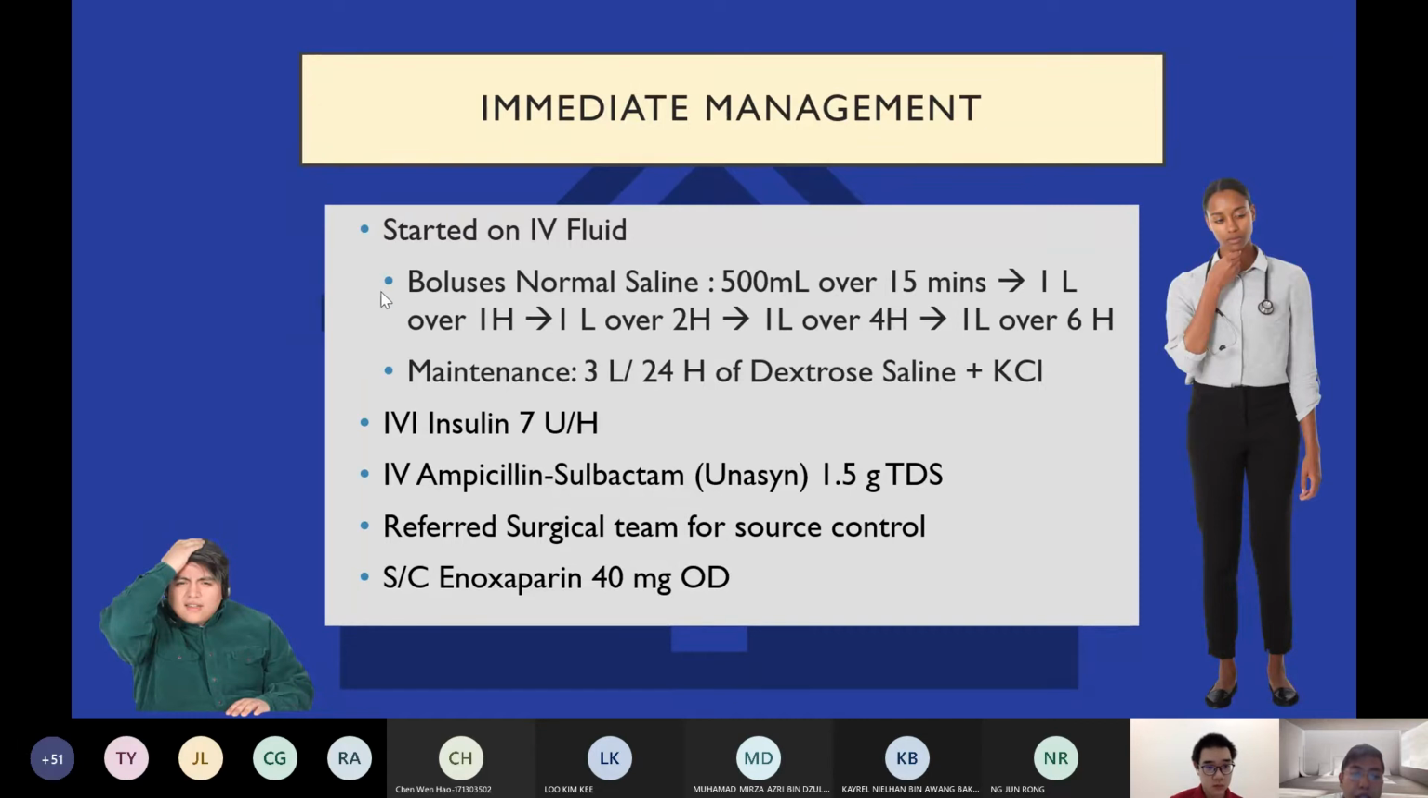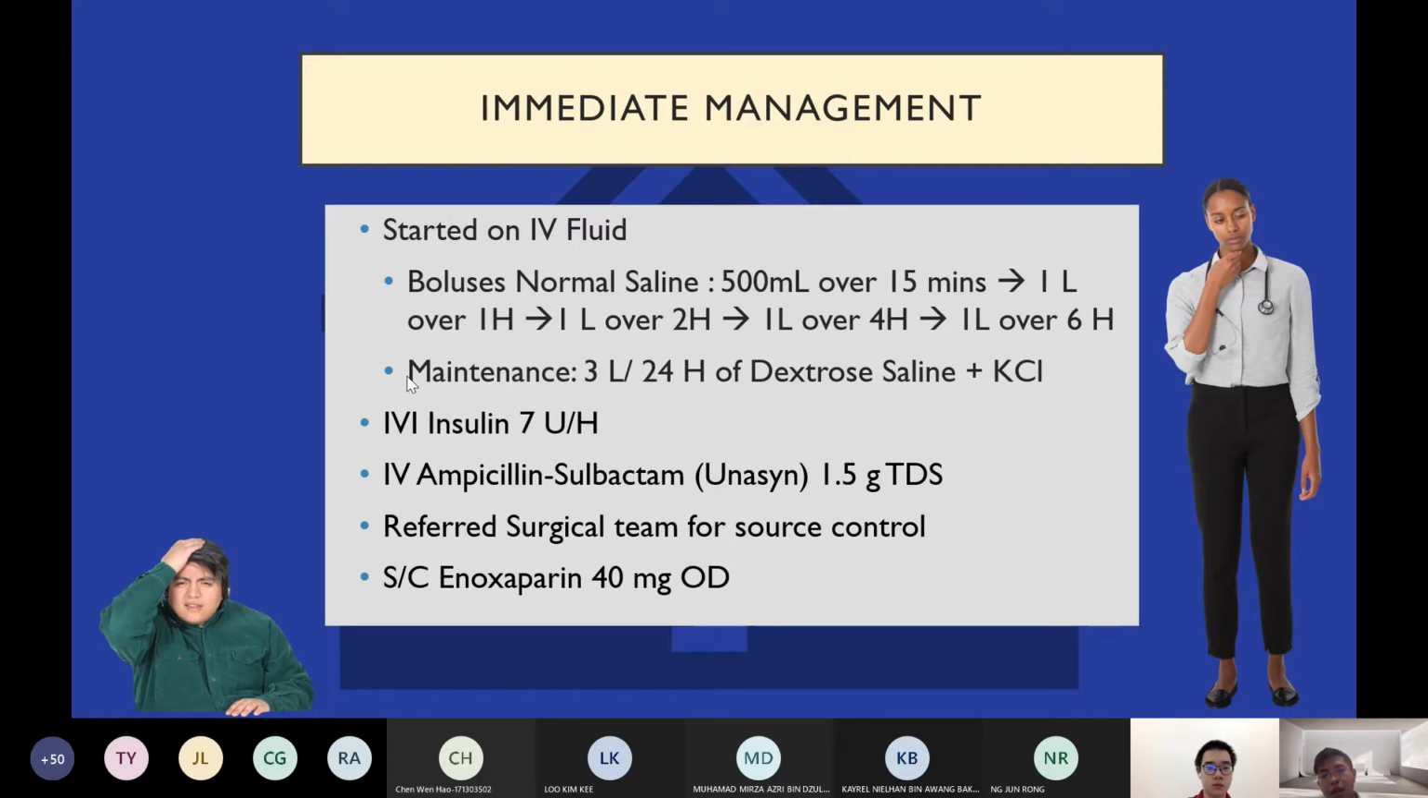At the same time, in a separate line, you would start the patient on a maintenance drip running at 3 liters over 24 hours. In this maintenance line, you will give the patient some dextrose if needed, or if not, just normal saline with potassium chloride. You will start the patient on IVI insulin, 7 units per hour. In patients with DKA, they are insulin deficient, therefore they need a higher rate of insulin infusion. The rate of infusion of insulin is usually 0.1 units per kg. So his body weight was 72 kg.